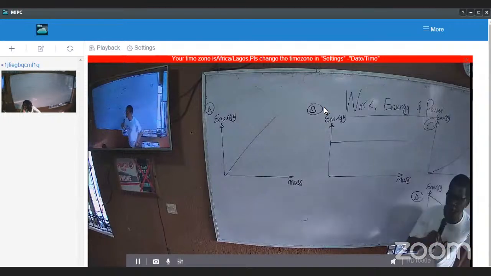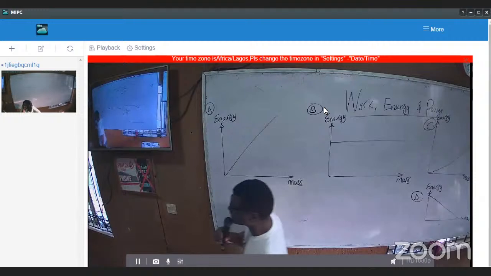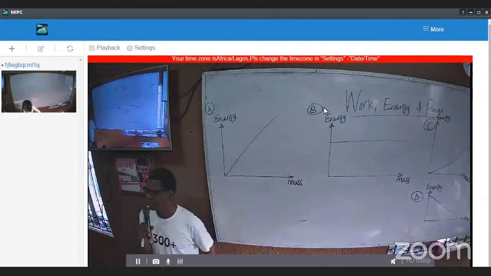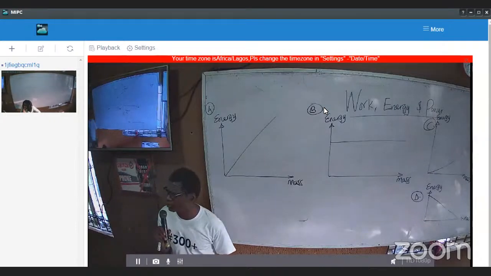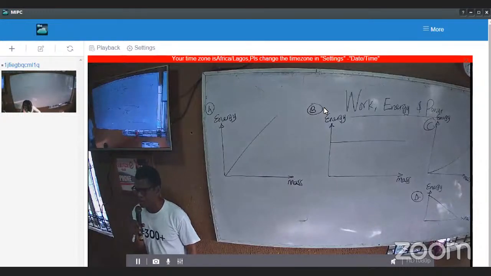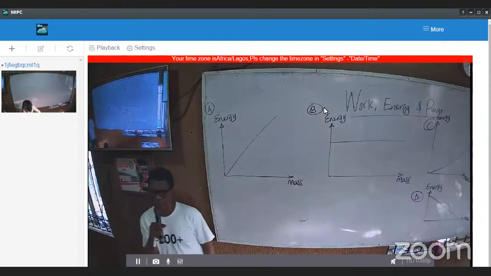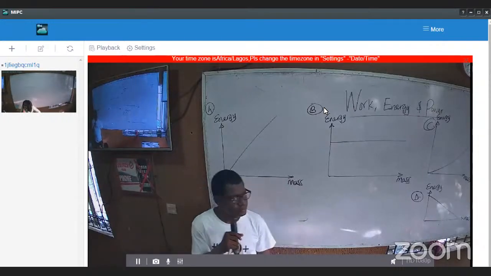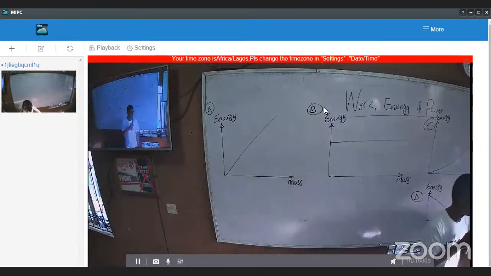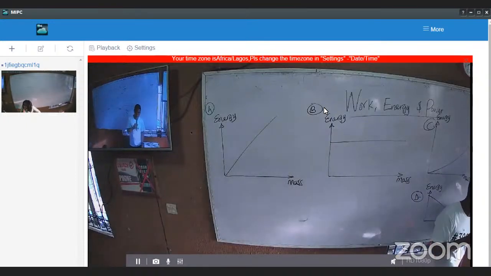Did anybody know the relation between energy and mass? When mass is converted to energy, is there anybody that wants to give me the mathematical relation between energy and mass? Anyone? Who is raising a hand? Yes. E equals mc squared. That's correct.